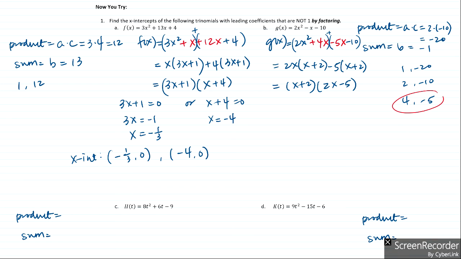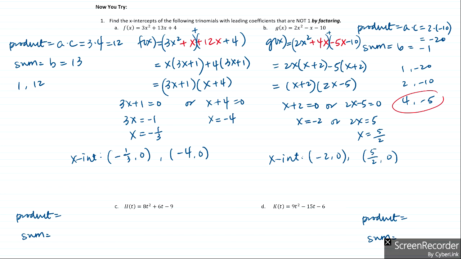Using the zero product principle again, if I want g of x equal to 0, that tells me x plus 2 equals 0, or 2x minus 5 equals 0. And x is equal to negative 2, or 2x equals 5, x equals 5 halves as a result. And therefore our x-intercepts are negative 2, 0, and 5 halves, 0 in this case.